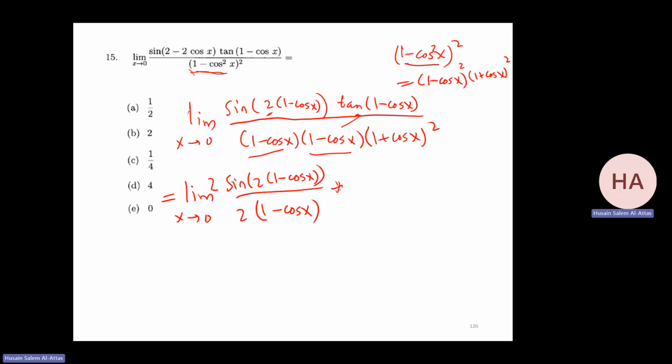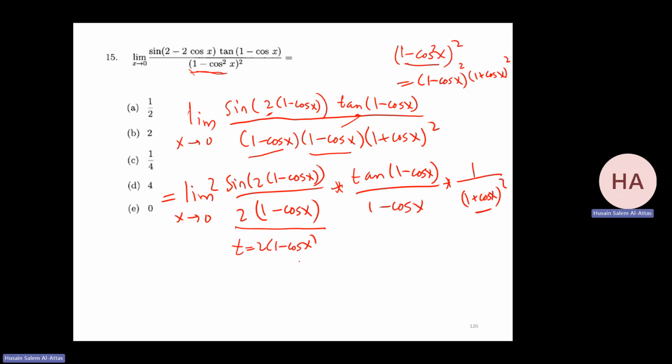Okay. Times tan of 1 minus cosine x over 1 minus cosine x, times the rest, which is 1 plus cosine x all squared. This will not make a problem because if I substitute 0, it will be 1 plus 1 squared. We'll have no problems. Now in this one, if I let t equal 1 minus cosine x, then I have sine t over t, and as x goes to 0, cosine 0 is 1, so t goes to 0. In this one, I let t equal 1 minus cosine x. The same thing. I have t equal 0.